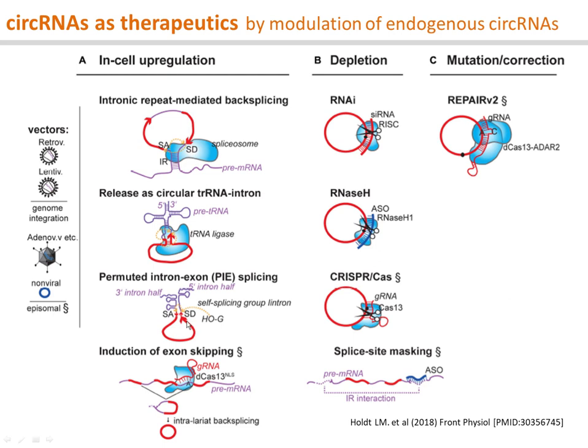Circular RNAs can be circularized by exon skipping. dCas13, as in CRISPR, can be targeted by guide RNAs to the exon skipping junction sites to increase the RNA circularization. To suppress circular RNA expression, RNA interference, antisense oligo or ASO, endogenous RNAs, H1 or CRISPR can be used.